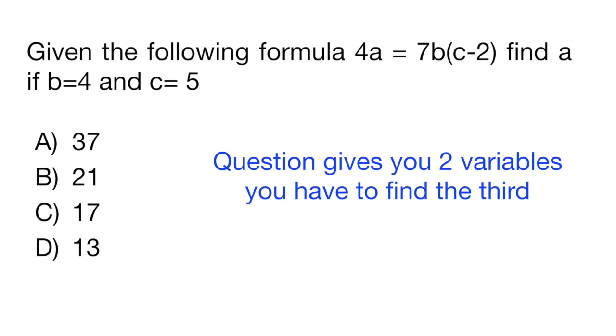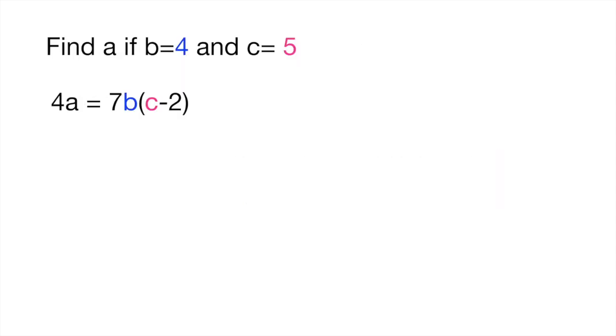So here they give you the value for letter B and letter C, and they're asking you to find the value of A. So the way that you find this is you essentially plug those numbers into your formula. I've color-coded it here for easiness, so you can see that where there's a B, you would add the 4, which is in blue, and where there's a C, you would insert the 5, which is in pink. So your equation should look like this.